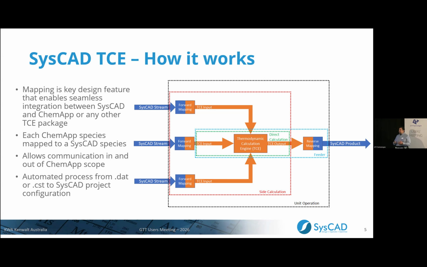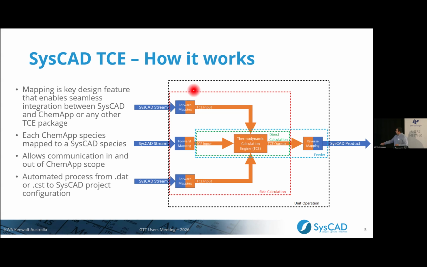So there is a need for translating that information before we call the equilibrium calculation. And similarly, once the equilibrium calculation is done, then there has to be a mechanism to map that back to what SysCAD understands, and then that information can be transferred downstream or to other applications.